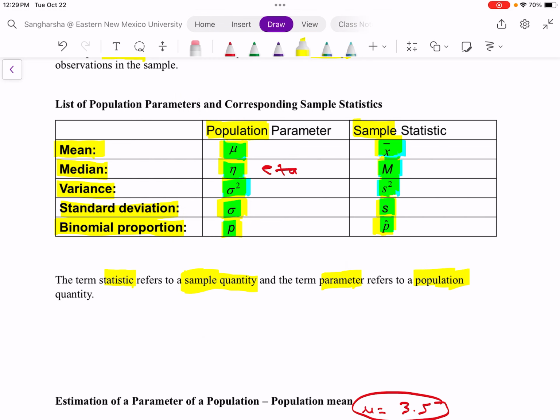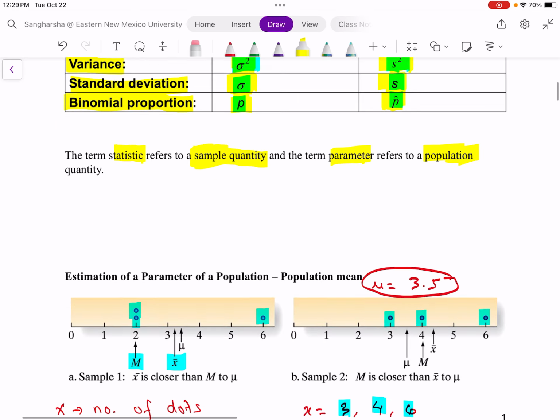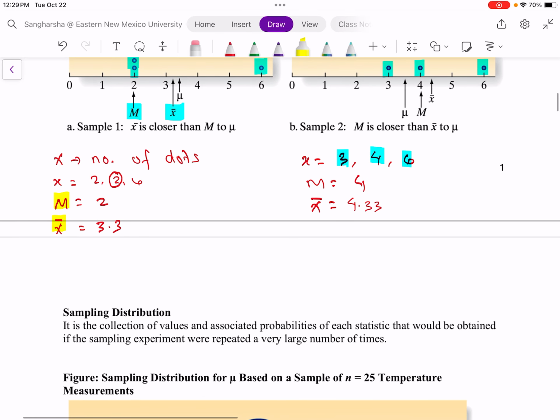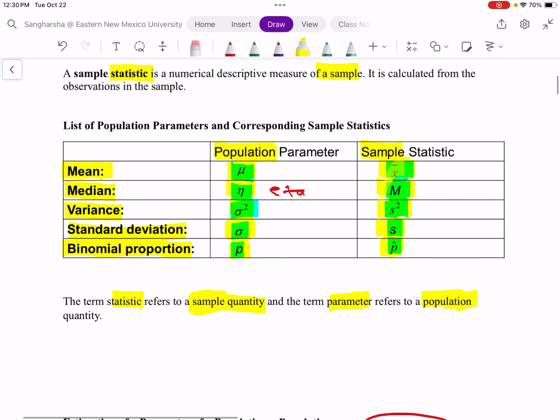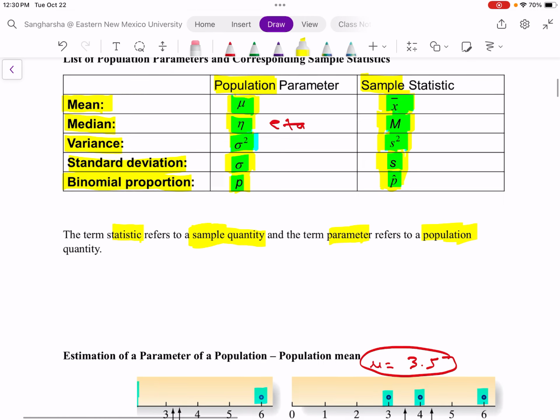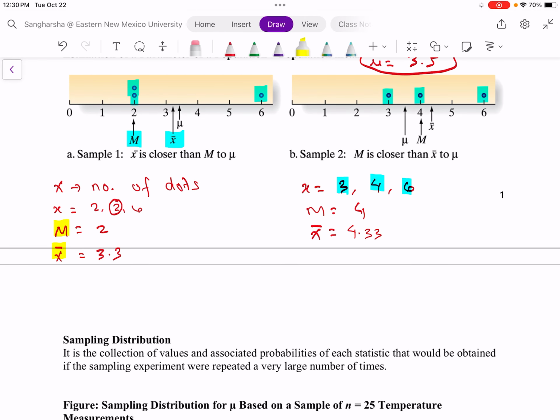These are your statistics. X bar is a statistic, m is a statistic, s square, s, p hat are statistics. All these, x bar, m, s square, s, p hat, are statistics. Mu, eta, sigma square, sigma, p, all these are parameters. Now, can you tell me what statistic did we use for sample 1 and sample 2?